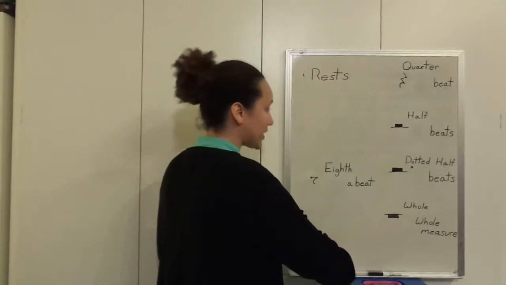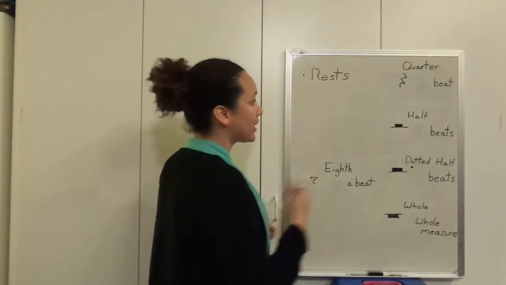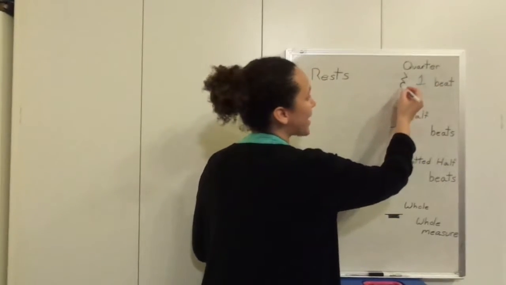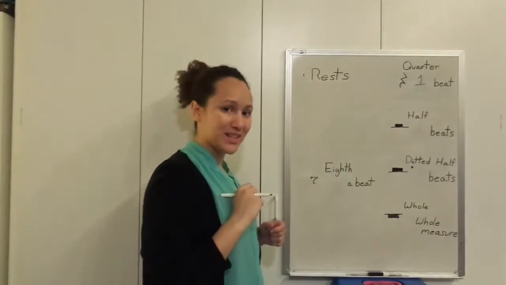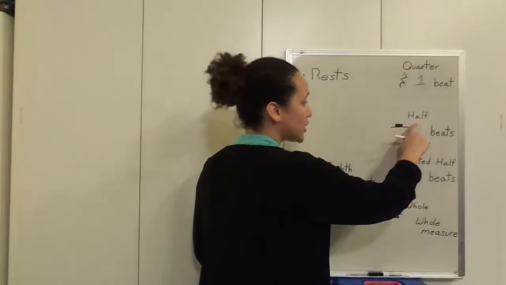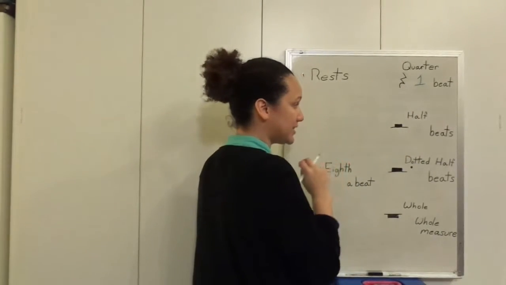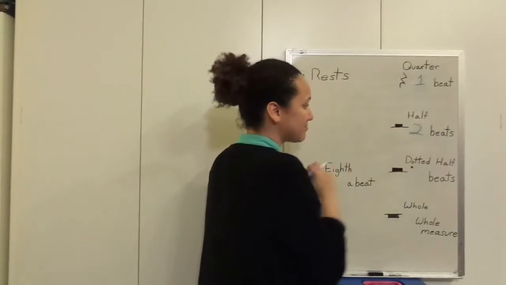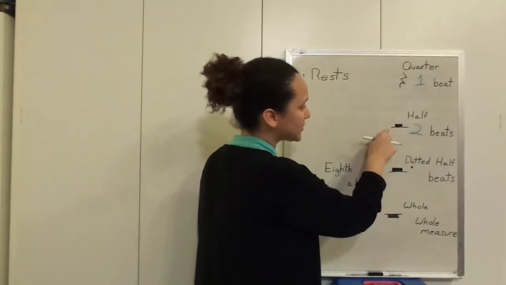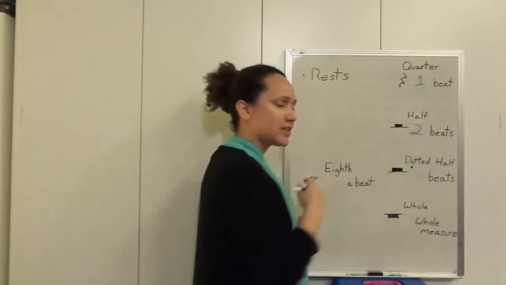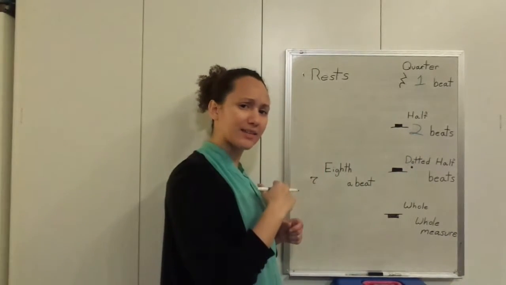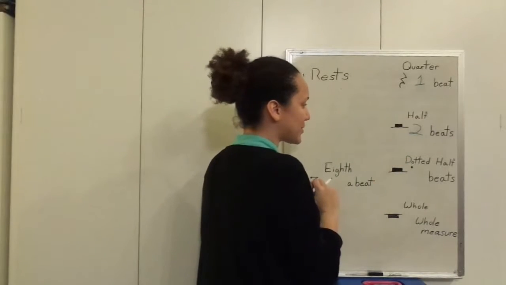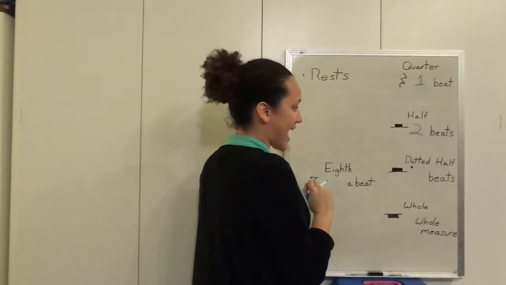Just like with the notes, quarter gets one beat. So a quarter note gets one beat, and a quarter rest gets one beat. A half note gets 2 beats, and a half rest gets 2 beats. The half rest kind of looks like a little hat. So if that helps you, hat, half, hat, half, remember that half looks like a hat.